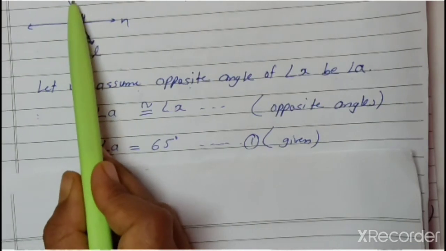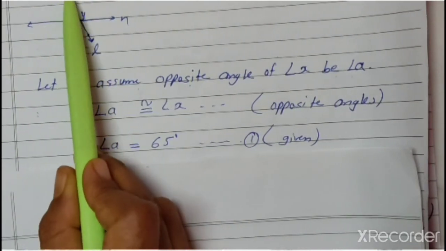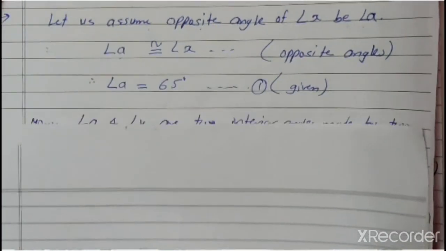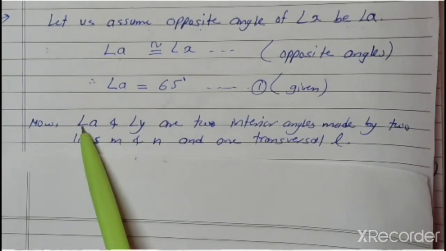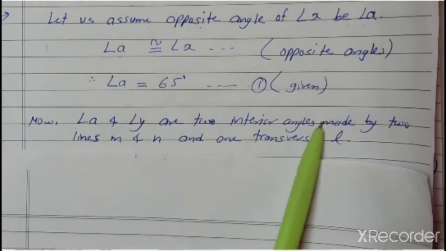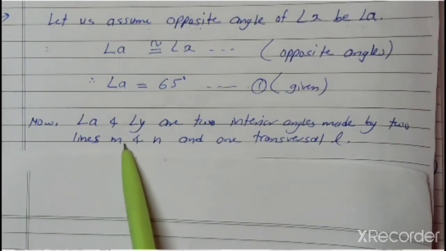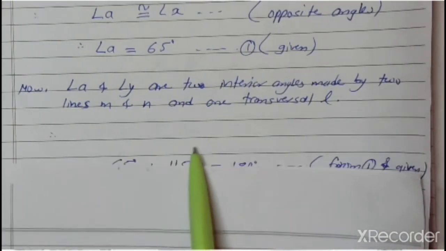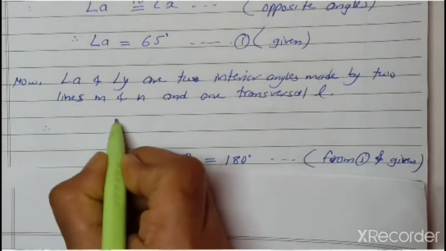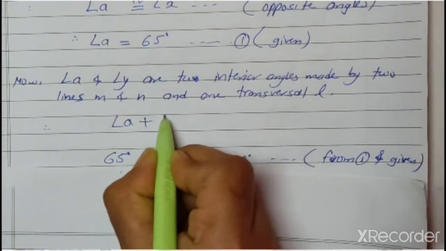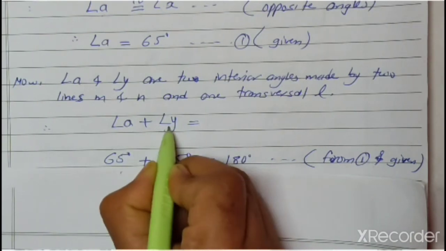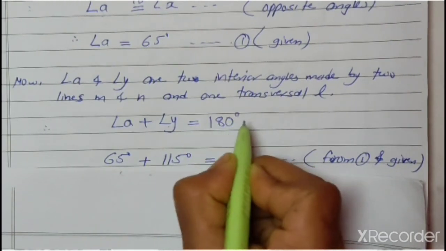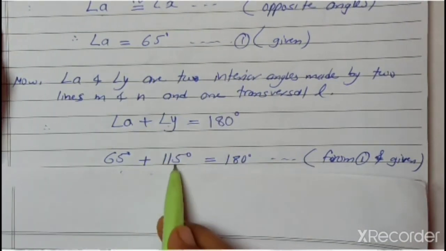Now in this figure, you can see there is a correlation between angle A and angle Y. Both are interior angles. Now angle A and angle Y are interior angles made by two lines, the names of these two lines are M and N, and one transversal L. So by using the test, here I am writing the first angle plus the second angle Y. Both are interior angles, so let us check whether both angles are supplementary or not. So here is the substitution.